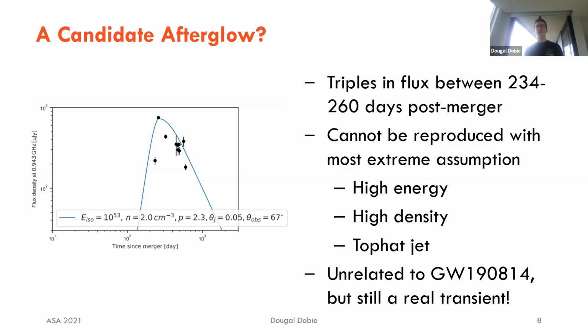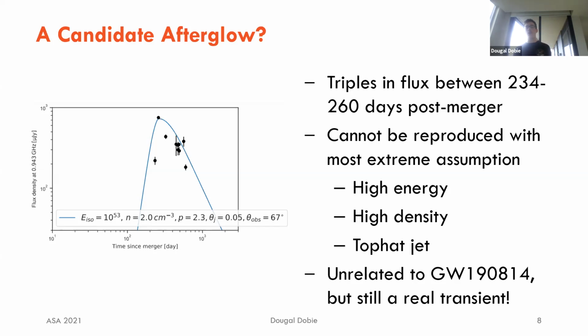And unfortunately, even under the most extreme assumptions, where you take an extremely energetic top hat jet that's very off-axis, propagating into an extremely dense medium, you still can't reproduce the rapid rise that we see at such late times. And so we ultimately conclude that this source is unrelated to 1908-14, but unlike the other 11 sources, this one is likely to be a real astronomical transient. It just occurred something like 6-ish months after 1908-14.